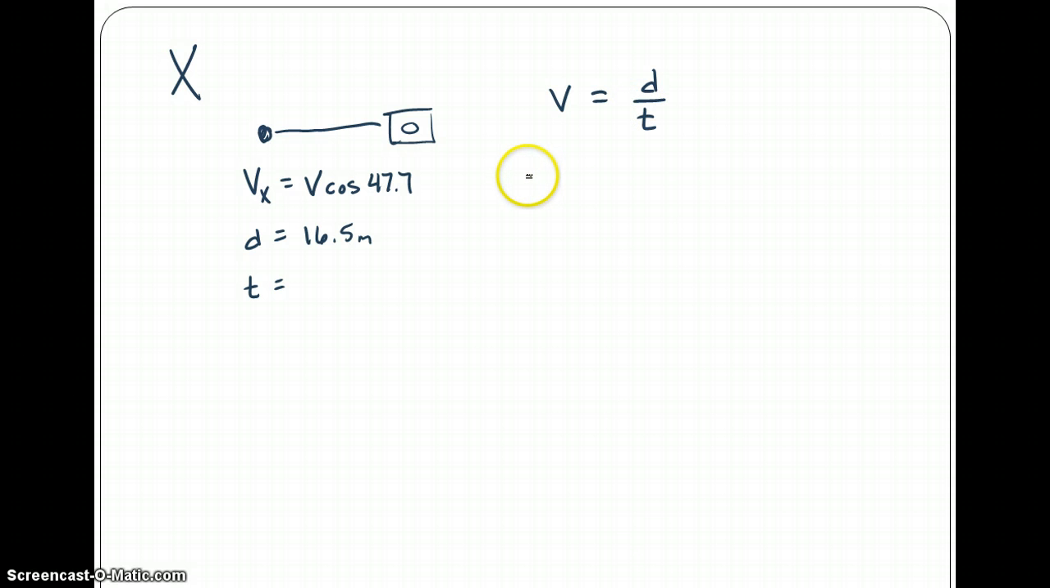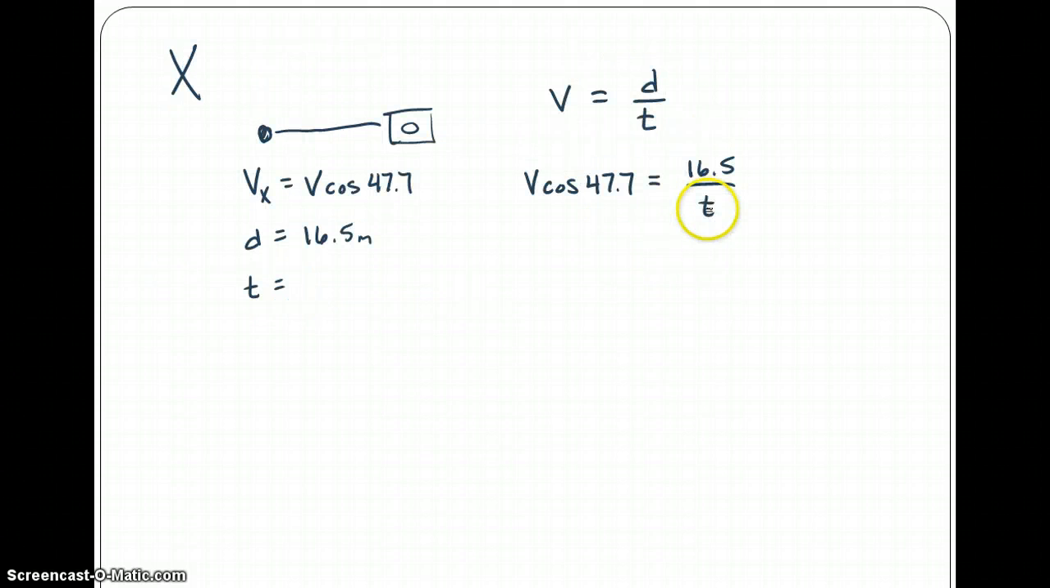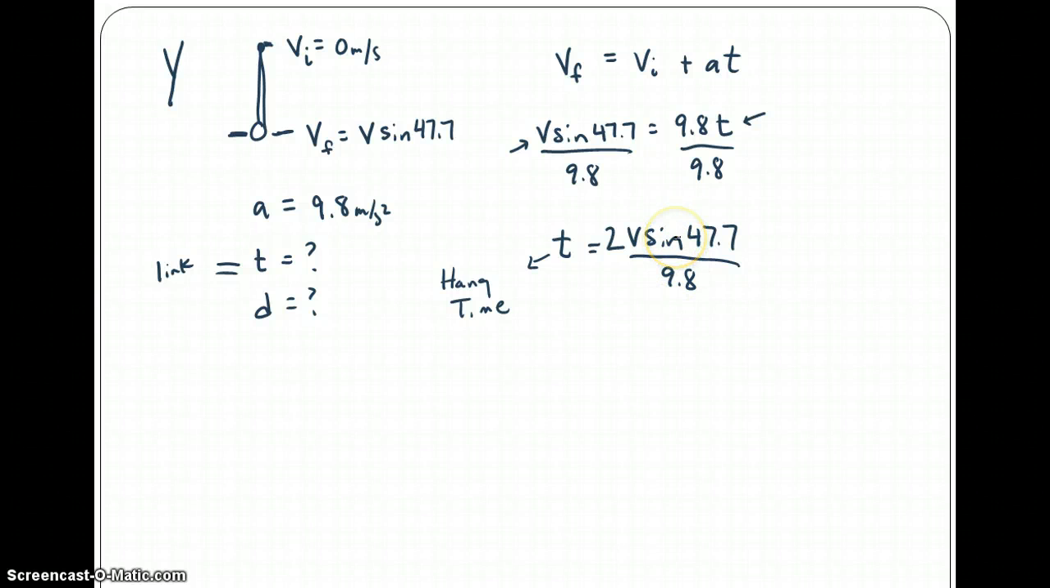So my V cosine 47.7 is equal to my distance divided by my time. Now, the time is on the bottom right there. I'm going to do a substitution. This is where I'm going to use some of those math skills that I've been learning. So my T here is equal to this fraction. I'm going to bring it back over here and put that under here for T. Now, because I have a fraction here and a fraction here, I'm going to multiply by my reciprocal.